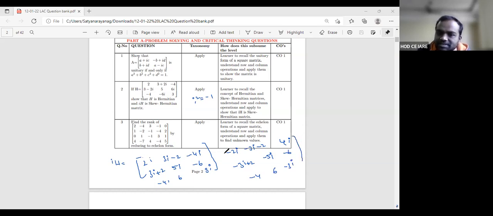Now take its transpose. What do we get when we transpose: -2i, -3i + 2. Okay, -4. Next -3i - 2. Next -5i, 6. Next 4i, -6. Next -3i. Okay, this is the transpose.